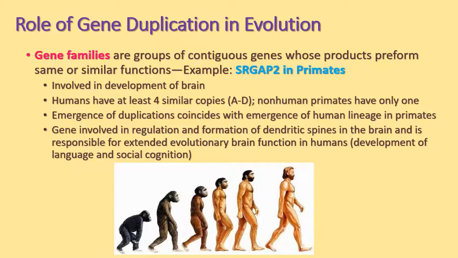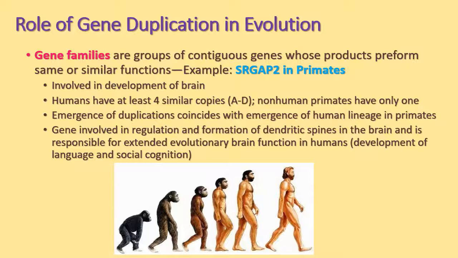So from this type of change that occurs over time, we end up with something called gene families. These are groups of genes whose products perform the same or similar functions, but they differ in different species. One example is this gene called SRGAP2, present in primates. It's involved in brain development, and we have at least 4 similar copies, designated A through D. Non-human primates like apes and monkeys and chimpanzees have only one copy.